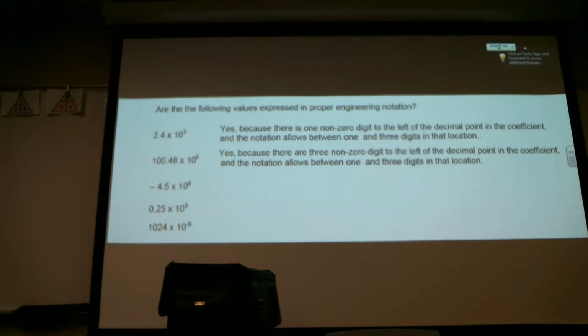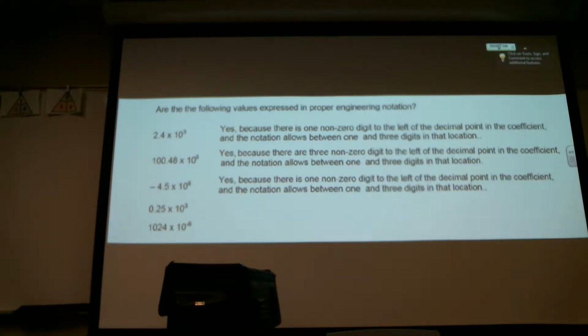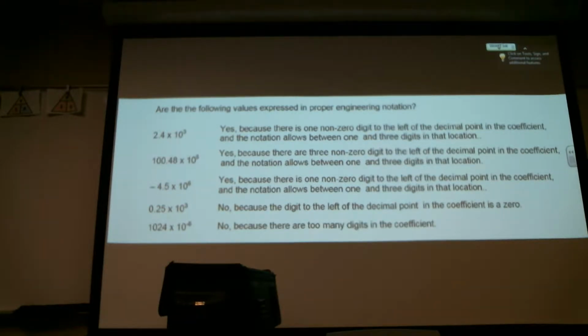Okay, negative 4.5 times 10 to the 6th. Yes, there's 1 non-zero digit to the left of the decimal point. The next ones, no and no. So no and no, because you've got a 0 to the left of the decimal, and the other one has too many digits to the left of the decimal.